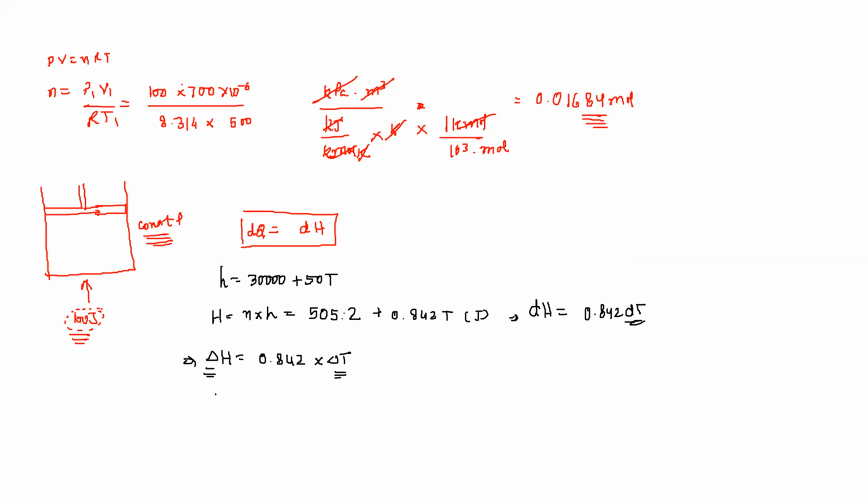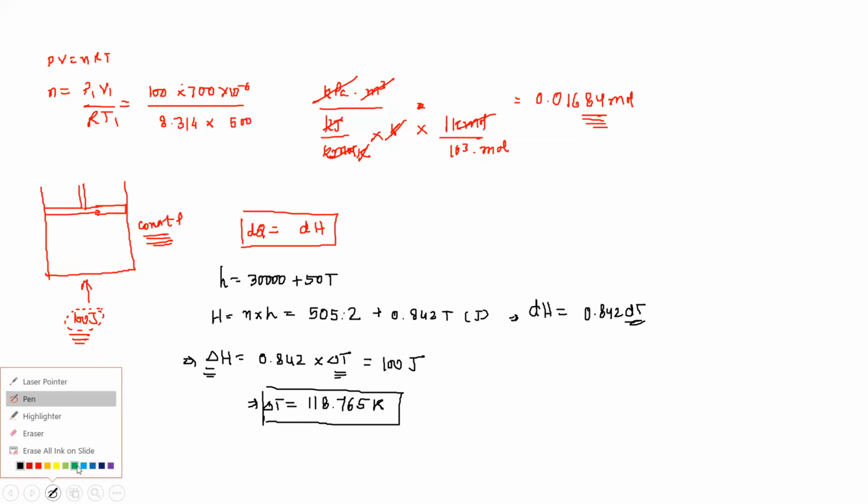Okay, now once you have calculated delta H, and that is equal to 100, we know that this is equal to the heat supplied. So from here, we can get delta T, 100 by 0.842. So delta T we get as 118.765 Kelvin. Once we have delta T in hand, then we move on to the further part of the question. So this much we've calculated from whatever was given.